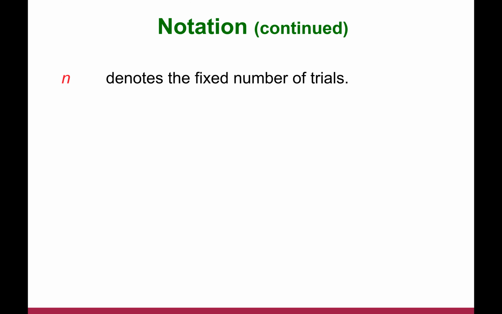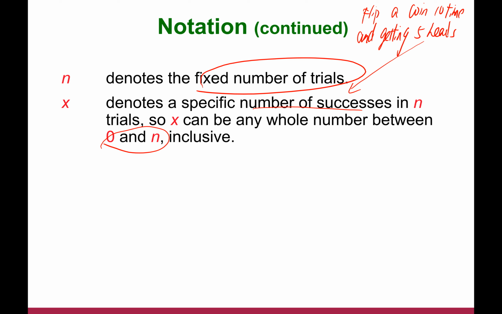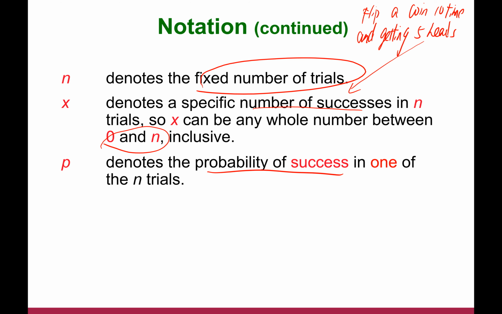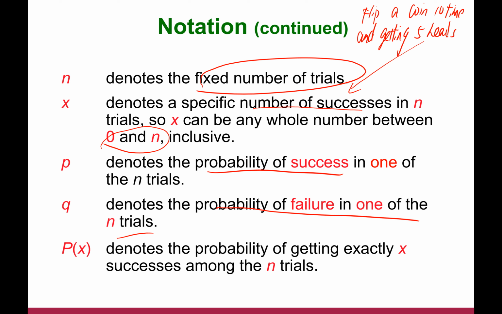Let's take a look at more notations. n represents the fixed number of trials. x represents the number of successes. Let's say you flip a coin 10 times and you want to get 5 heads. Here, 5 heads is what we call the number of successes in 10 trials. So x could be any whole number between 0 and the sample size n. p represents the probability of success, or probability of head in this coin case, in one of the n trials. q represents the probability of failure in one of the n trials. P of x represents the probability of getting exactly x successes among the n trials. Here we're getting 5 heads out of 10 trials.